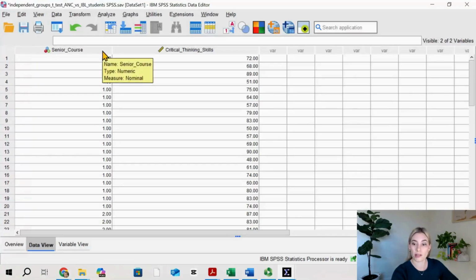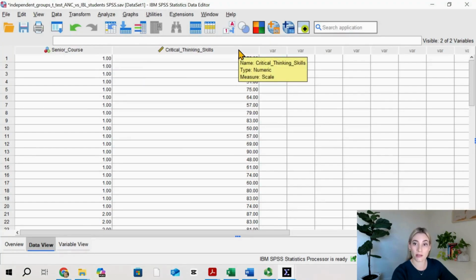Here we have our dataset within SPSS. We can see that we have two variables, senior course and critical thinking skills. In this example, we're interested in seeing if there is a difference in critical thinking between those in an Australian national curriculum relative to those in an international baccalaureate high school program.